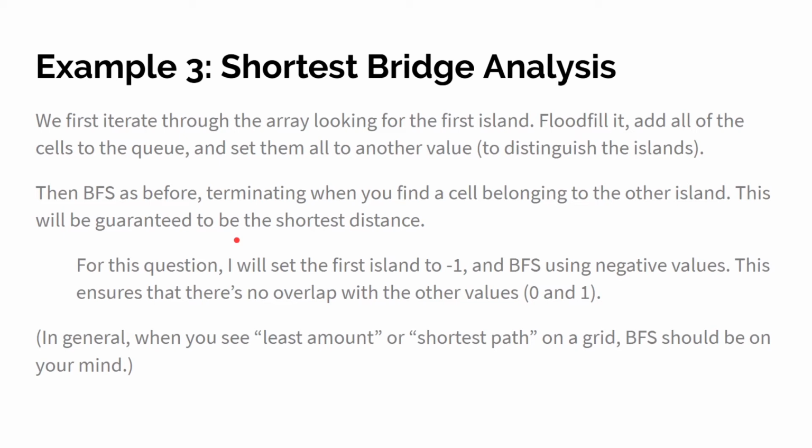You might be able to accomplish the same thing by setting the first island that you find to 2 and then go to 2, 3, 4 and add 1 like that. But I'm just going to use negative values because it makes the most sense to me. And in general, whenever you see like least amount or shortest path or fastest solution, well, you're going to be using BFS to find it.